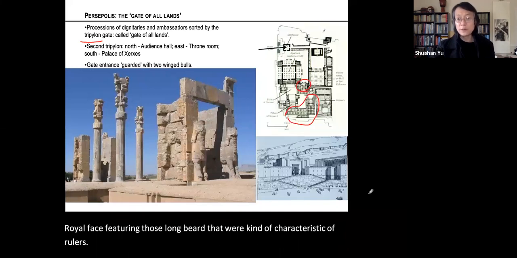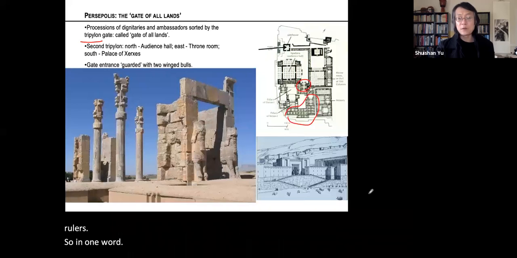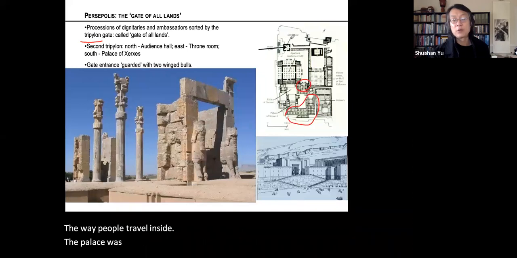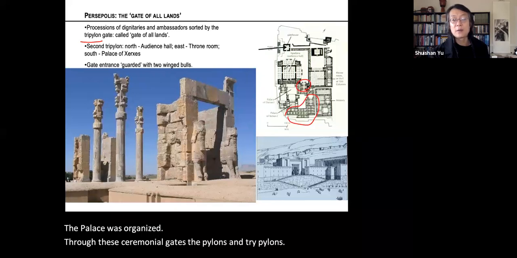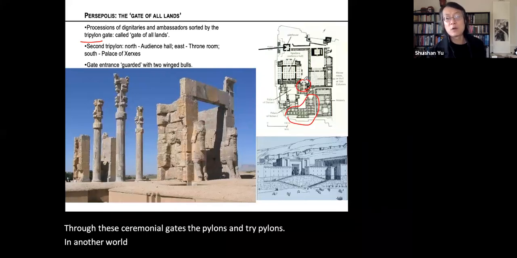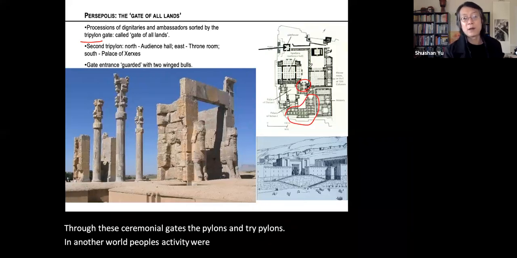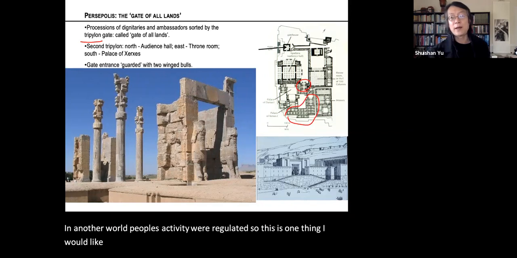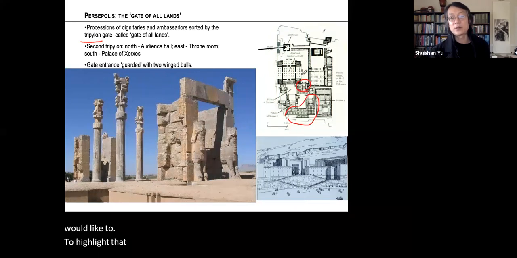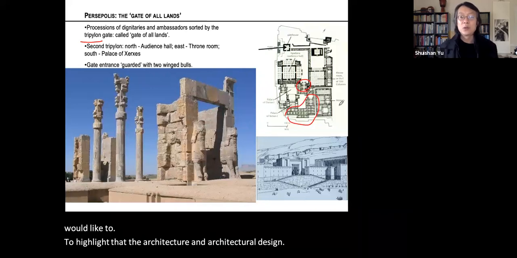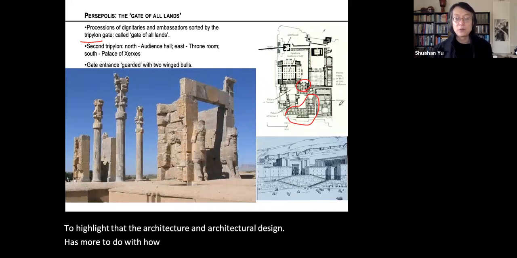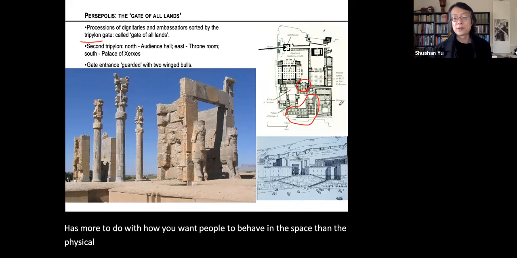So in one word, the way people travel inside the palace was organized through these ceremonial gates, the pylons and tripylons. In other words, people's activity was regulated. So this is one thing I would like to highlight, that architecture and architectural design has more to do with how you want people to behave in the space than the physical walls and pillars you put up.